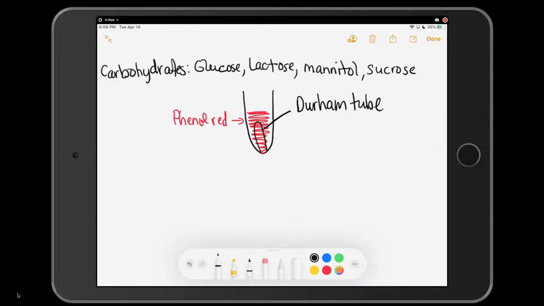gas. Some bacteria ferment sugars, and the pH indicator will change from neutral pH to acidic, with a color change as a positive result, and gas will be trapped in our Durham tube.